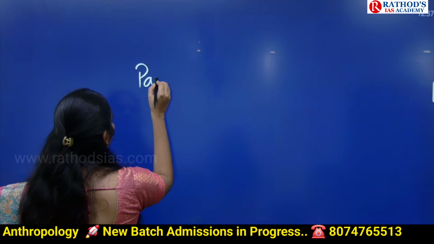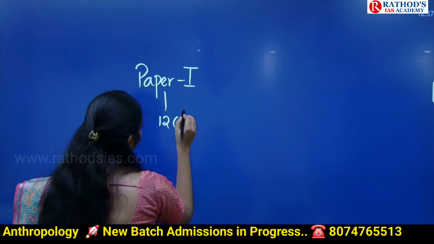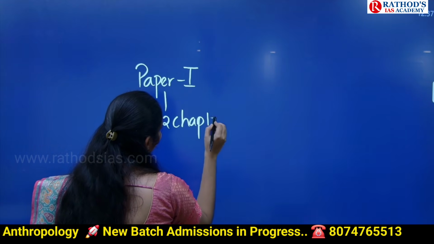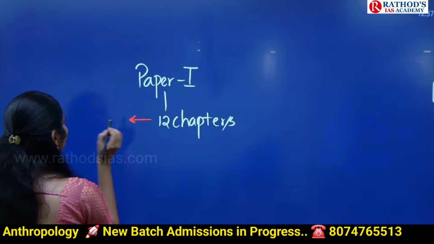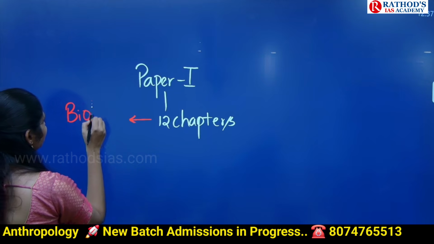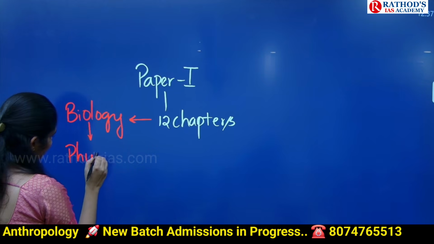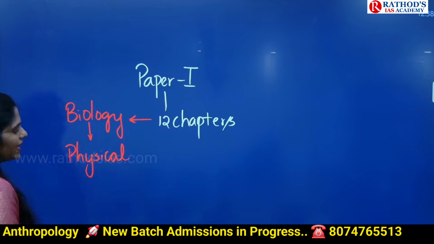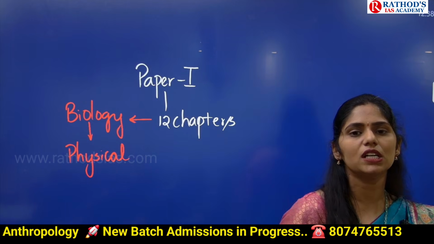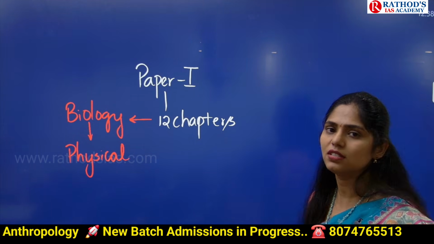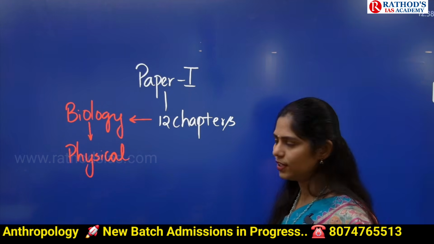In anthropology paper 1, we have 12 chapters. These 12 chapters majorly talk about, first, biology or science. This is called physical anthropology. Here you will be studying the basics of the human body. You will be studying genetics, genetic disorders, what the reasons are, and what the methods are to identify them, everything. That is your physical anthropology.